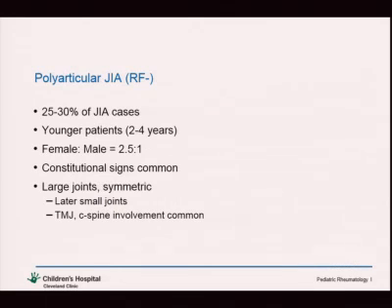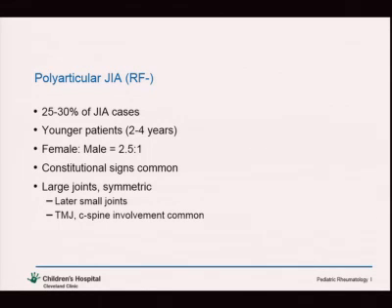So polyarticular, remember oligoarticular was close to 50%, polyarticular is close to 30%. Also more common in young patients, but a little bit older. And then there's a bump in the prevalence as well in the teenage years. So that's actually the rheumatoid factor positive patients, but that'll be coming up soon.